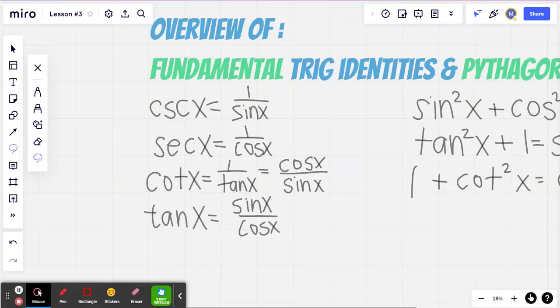Also, a trick that students often get mixed up on is the fact that cosecant x is equal to 1 over sine x and not 1 over cosine x. So even though cosecant x starts with a c, its reciprocal is going to be sine x and not cosine x. So you're going to have to find the opposite. Even though secant x starts with an s, its opposite is going to be 1 over cosine x. So just think of the opposite when remembering these trig identities. So those are the fundamental trig identities.